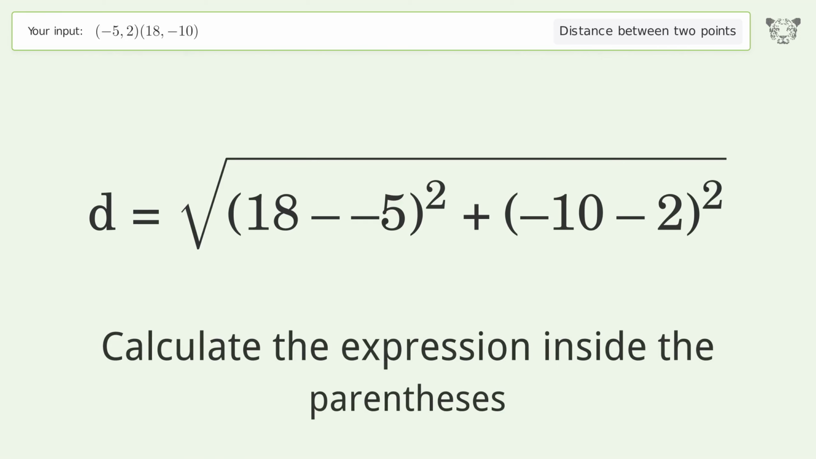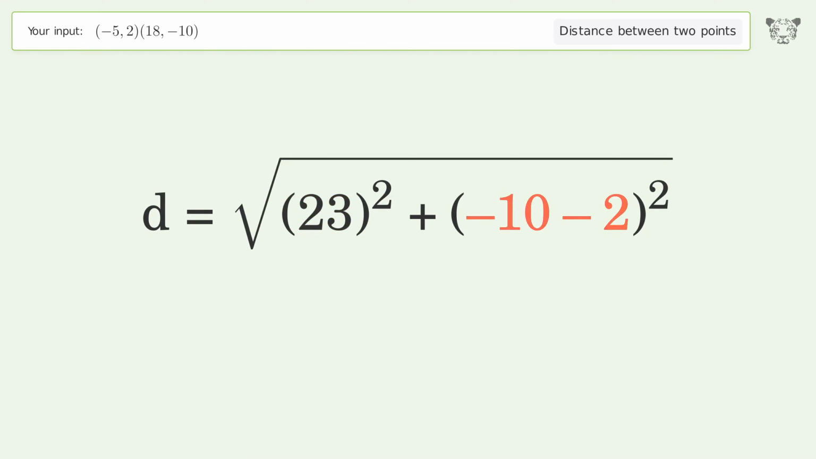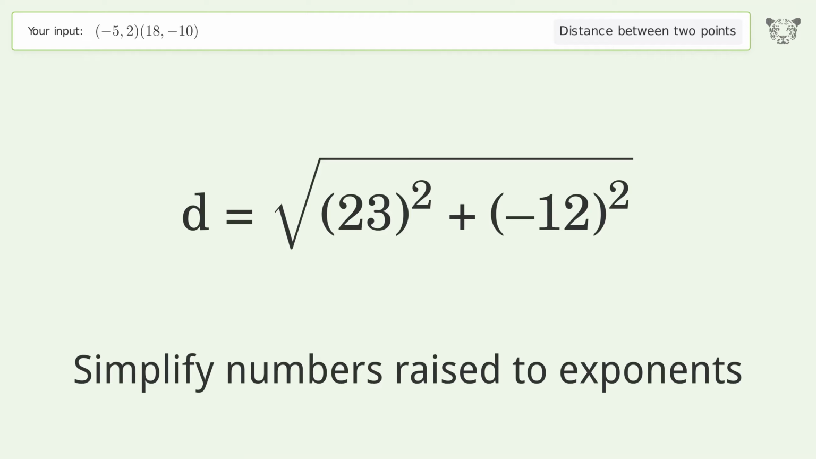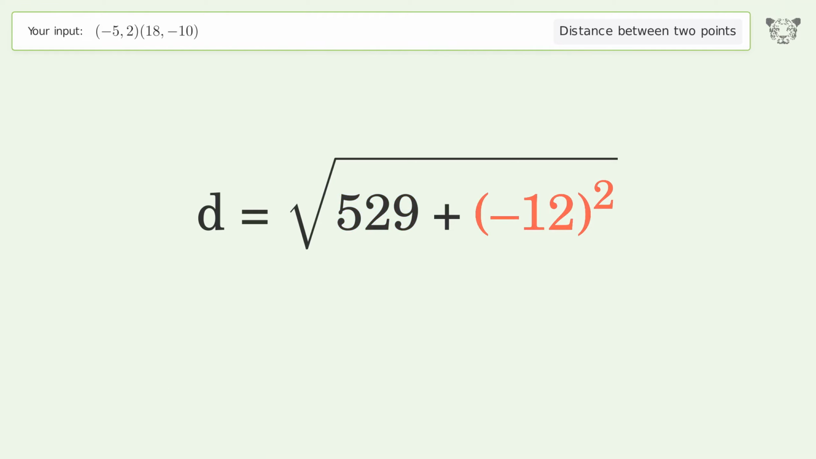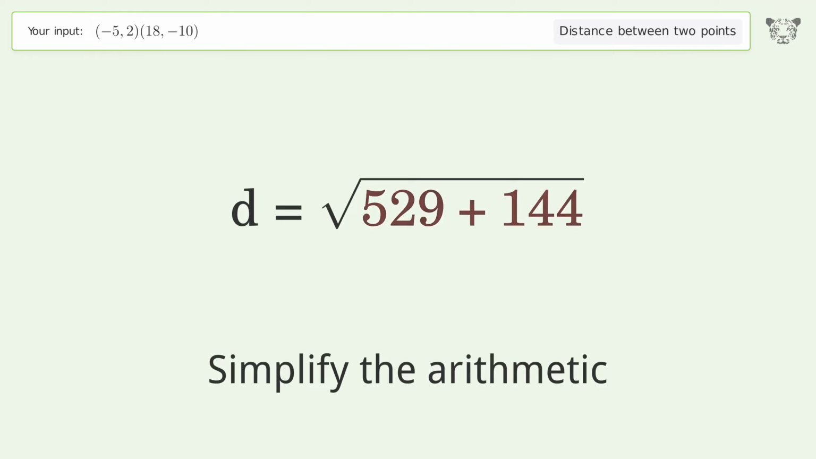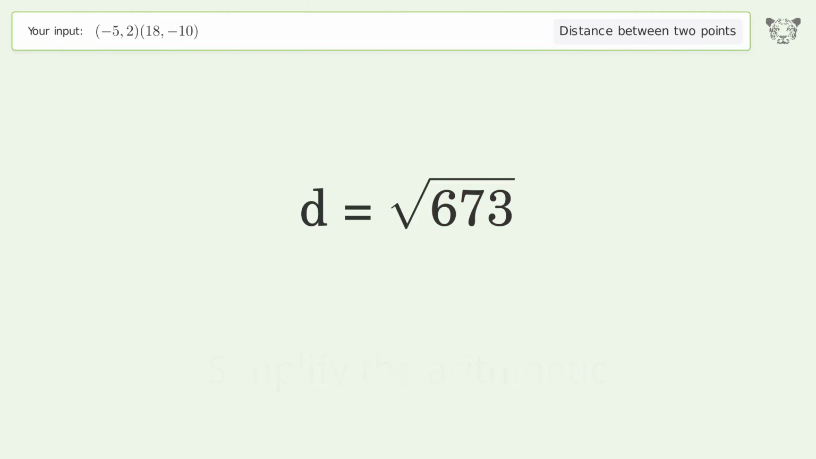Calculate the expression inside the parentheses. Simplify numbers raised to exponents. Simplify the arithmetic. And so the distance between the 2 points is the square root of 673, or 25.942.